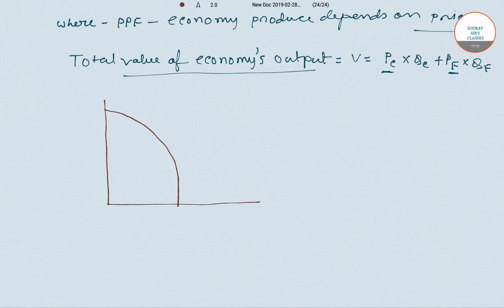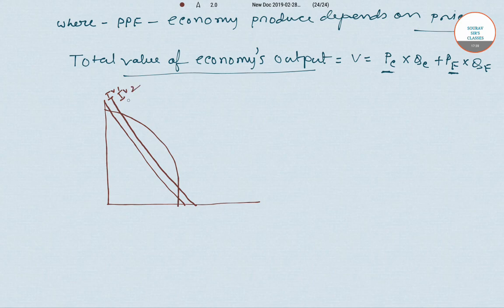Concave PPF. Now we know there are many iso-value lines. Say, for example, there is one here, which is denoted by IV1. Say there is another here, which is denoted by IV2.